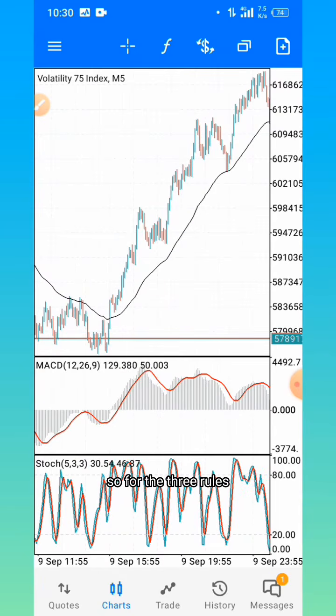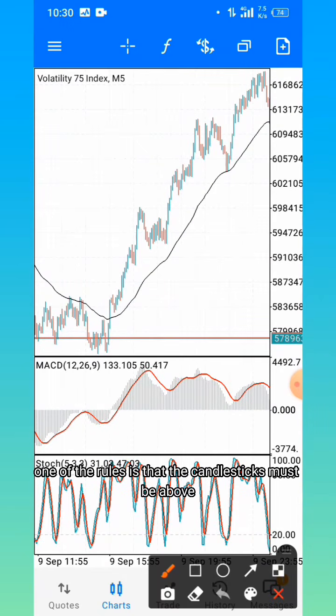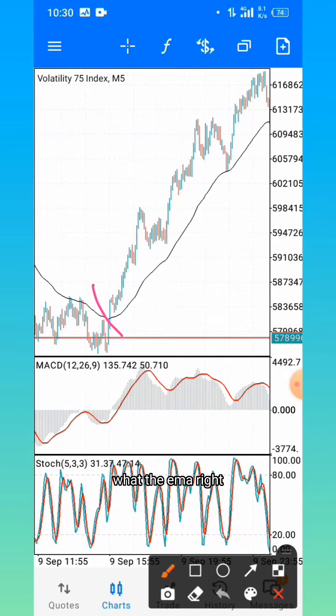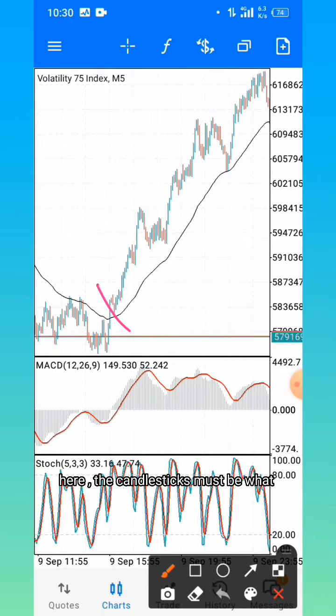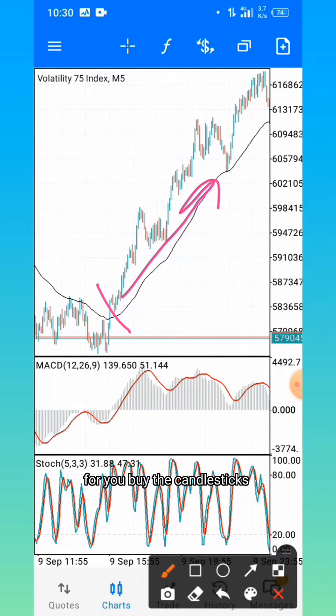For the three rules, one of the rules is that the candlesticks must be above the EMA, right here. The candlesticks must be above it for a buy. This is for a buy. The candlesticks must be above the moving average, the black moving average right there.